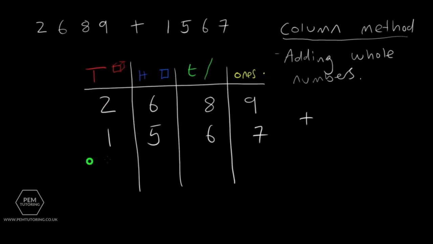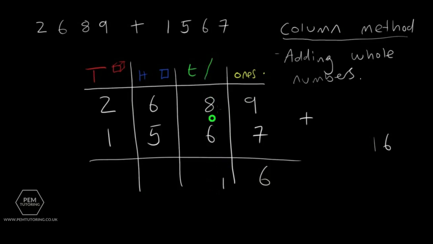So now we're going to add these vertically. So we have 9 ones plus 7 ones. That is going to give us 16 ones. And we're going to take 10 out of those 16 ones and exchange it for a 10. And we're going to put that into the tens column. And we're left behind with 6 ones. So we put those 6 ones down.